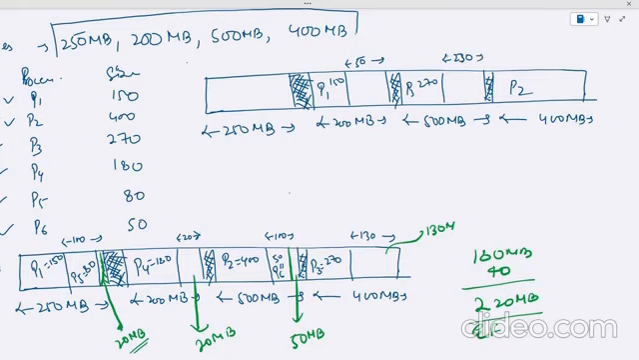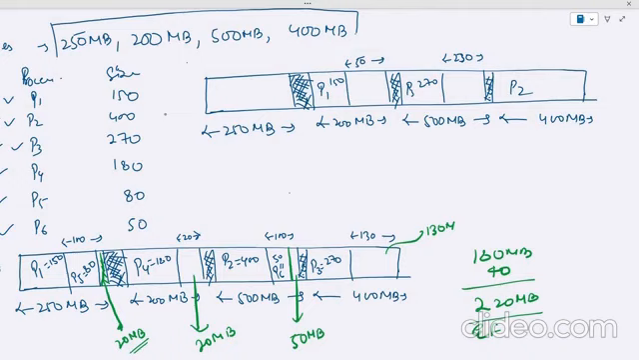Okay, 230 spaces left here. Now P3 is also completed. P4 needs 180. Start from the starting. 250, 180. We can put this process, but we are not going to put it there because it's very far. It's not close. The memory space is not even equal or close. So we cannot put it.